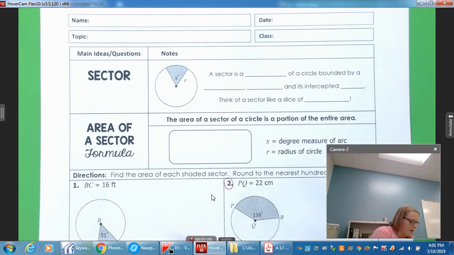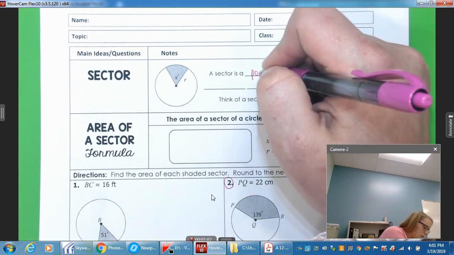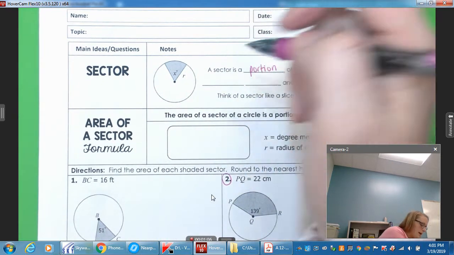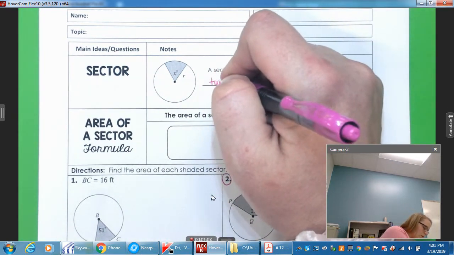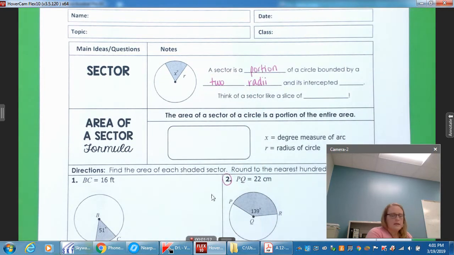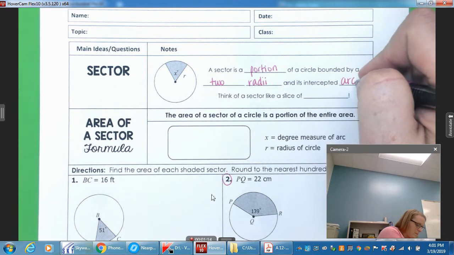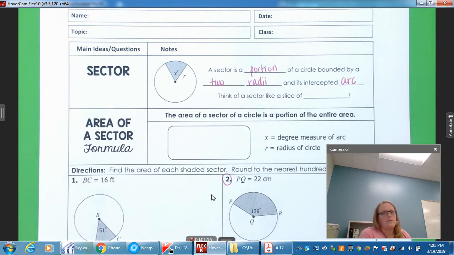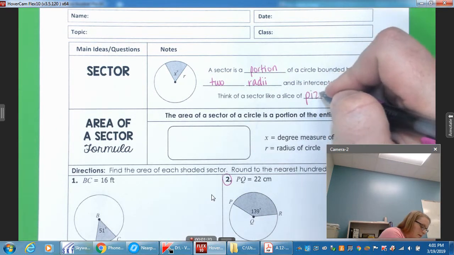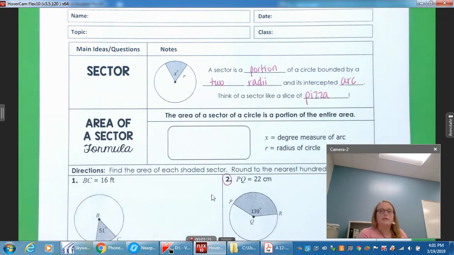A sector is a portion of a circle bounded by 2 radii and its intercepted arc. We want to think of a sector like a slice of pizza, or if you're not into pizza, you can think of it as a slice of pie or a slice of cake, okay?